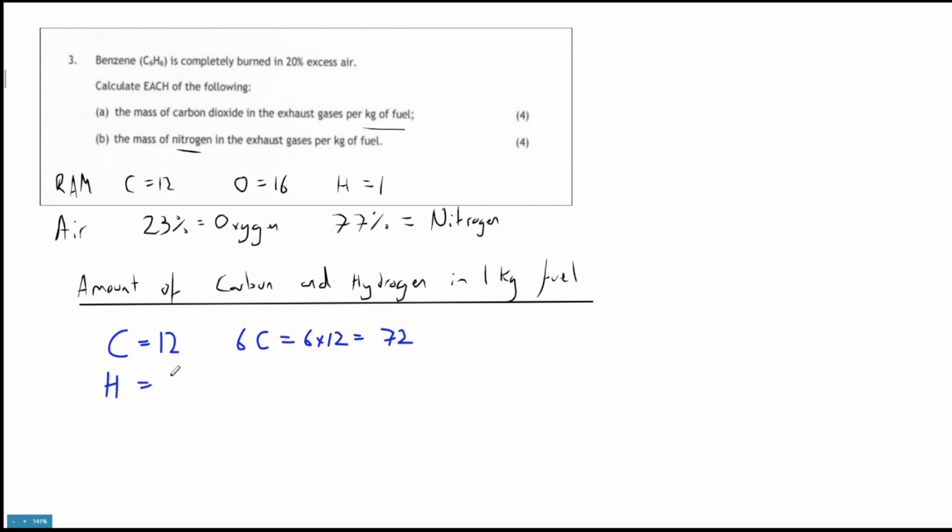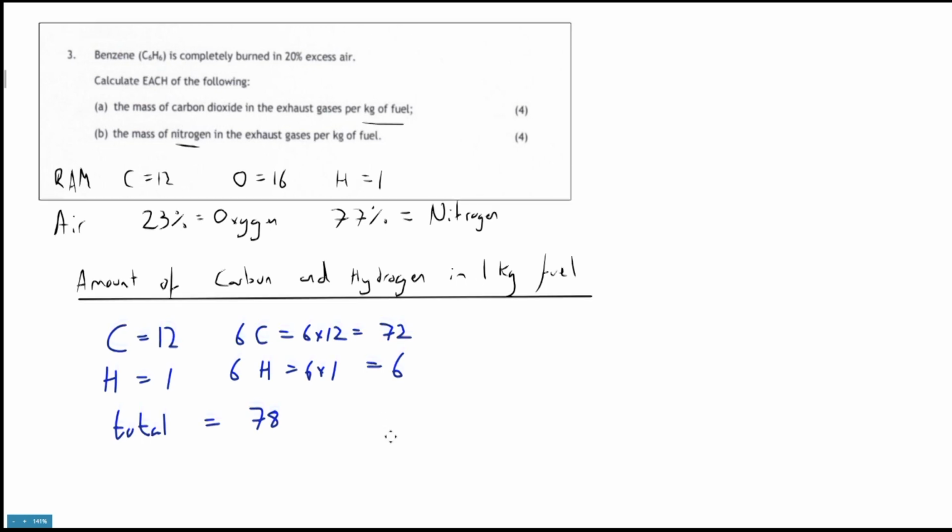The hydrogen is equal to 1, and we've got 6 hydrogens. So that's going to be 6 times 1, so the weight of all that hydrogen is 6. Now the total of this is the benzene. I can just write down the total: 72 plus 6, so it's 78. This is the relative molecular mass. So we can use that to work out what proportion is going to be carbon and what proportion is going to be hydrogen.